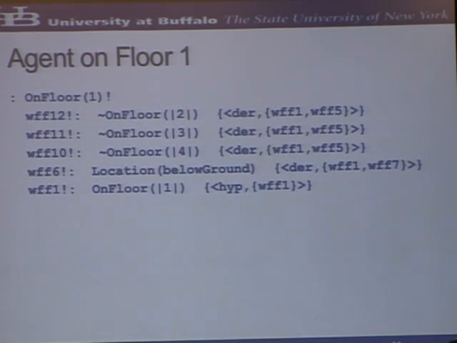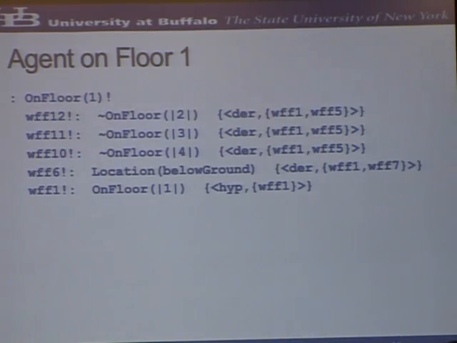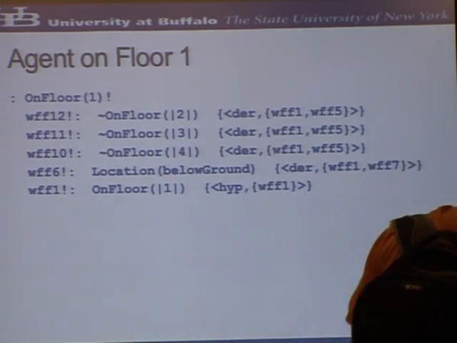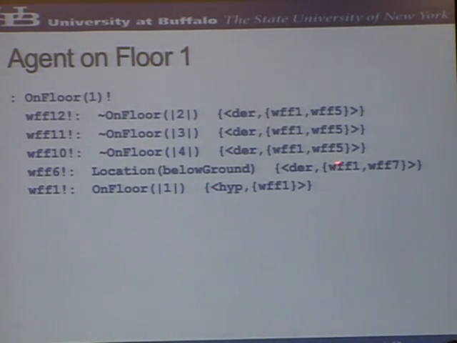Okay, so we'll start off saying the agent's on floor 1. So we'll assert on floor 1, think about it, on floor 1, location below ground, not on floors 2, 3, or 4. What you see here is a support structure. There can be more than one for a proposition. Each support in the set of supports has what we call an origin tag, which says where the proposition came from, and what we call an origin set, which I'll explain in a second.